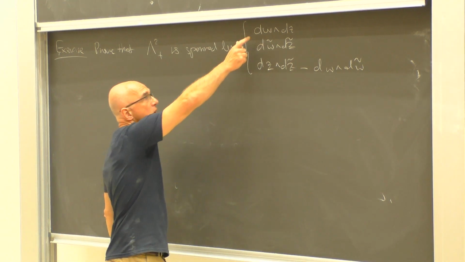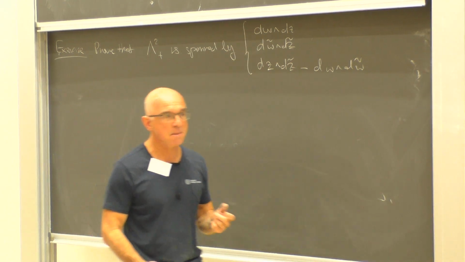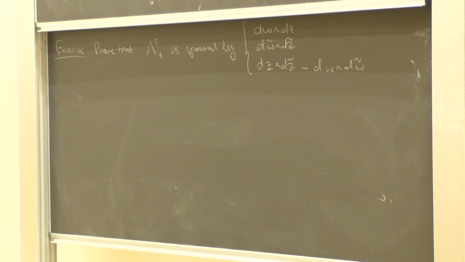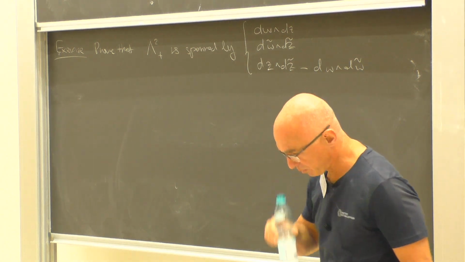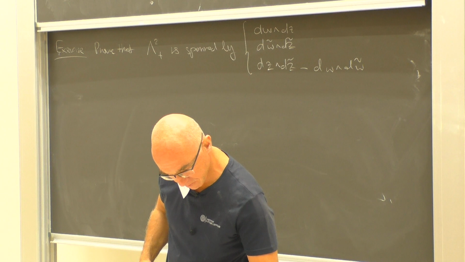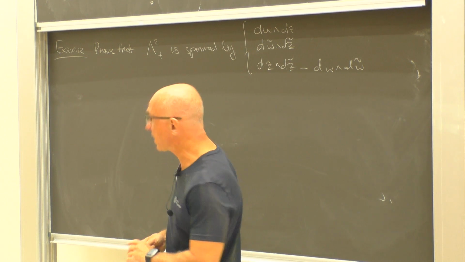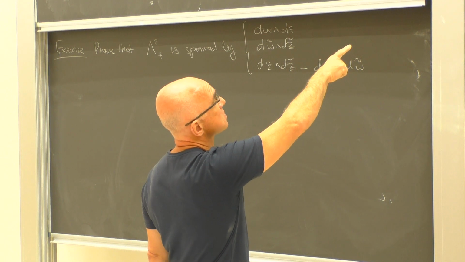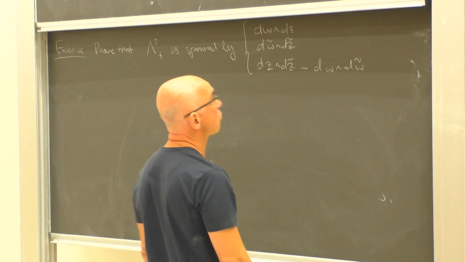The first two here, this and that, they are simple. Like, it's d of a function, wedge d of a function, and they're, of course, null, so they have zero length, and the middle one is not. Good. So that's one. That's my first remarkable isomorphism.